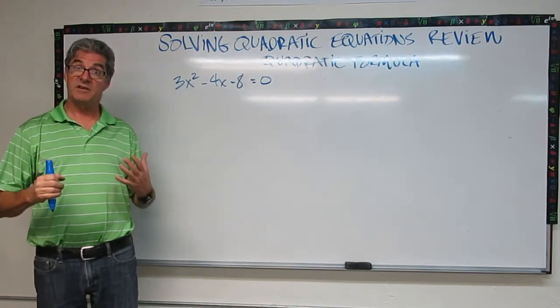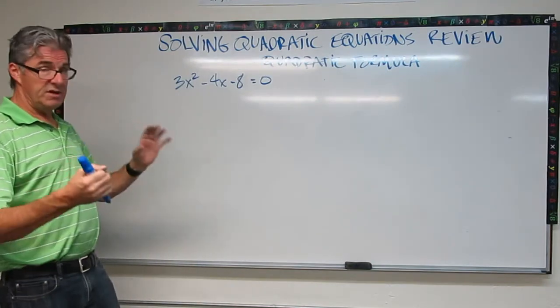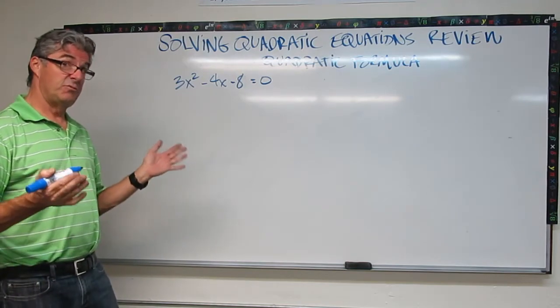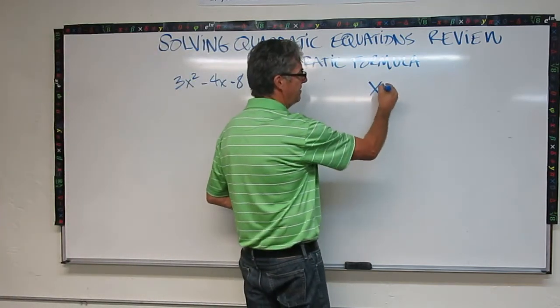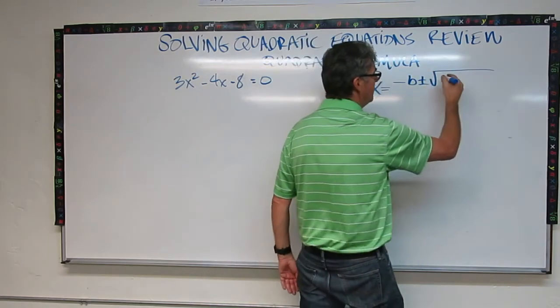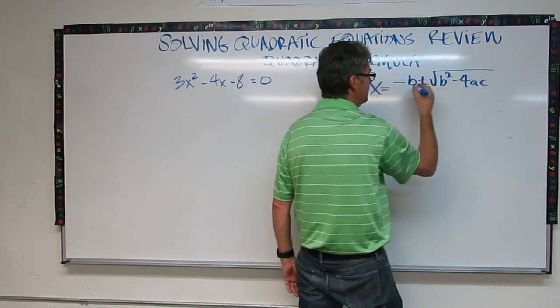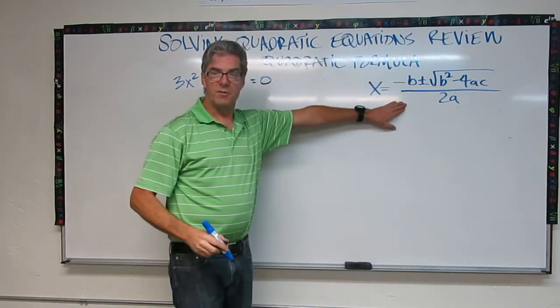Okay, the last technique we did was using the quadratic formula. And this is that big old formula that lets you find the solutions to any quadratic equation you want, okay? So let's write that formula up here. It's x equals minus b plus or minus the square root of b squared minus 4 times a times c, all over 2a, okay? So that's our quadratic formula.